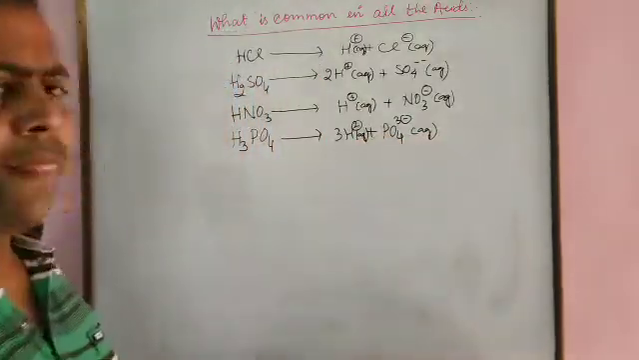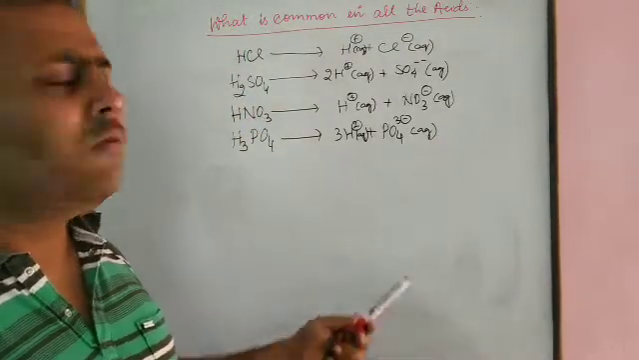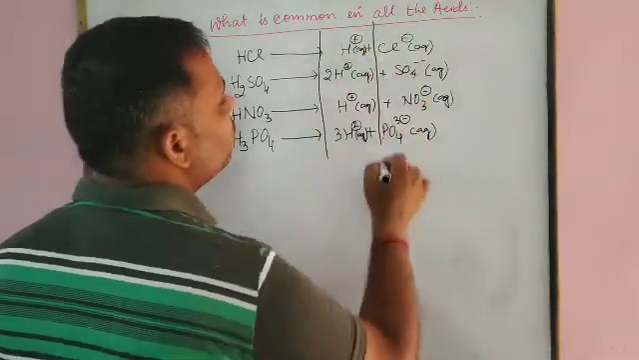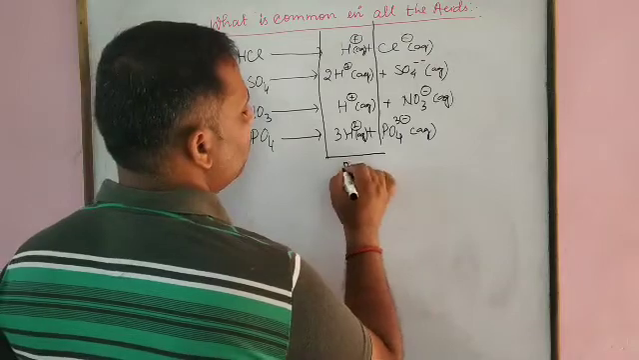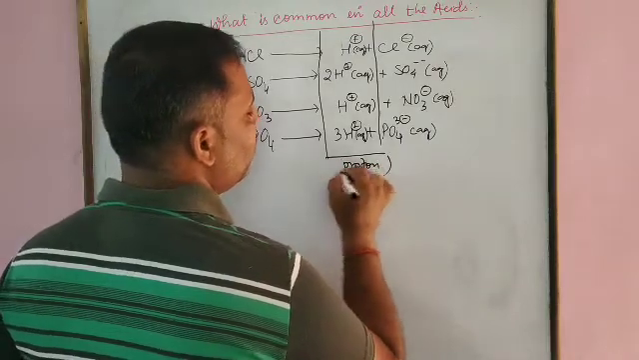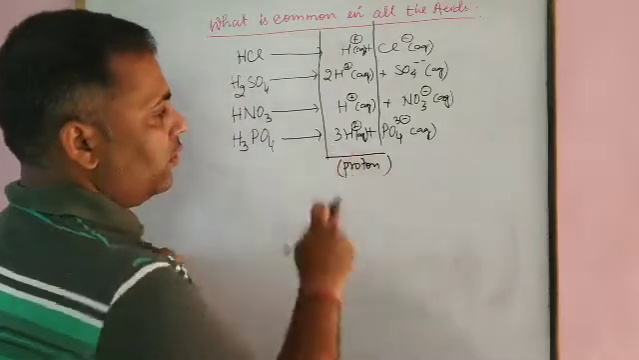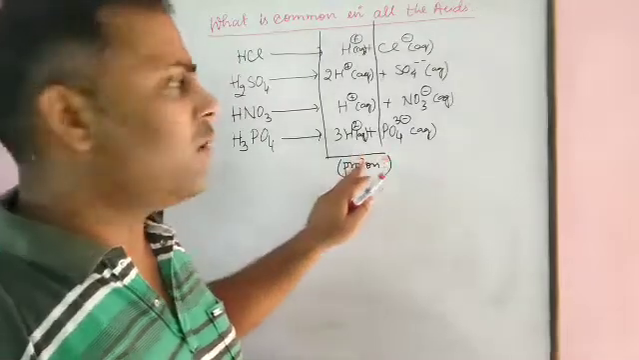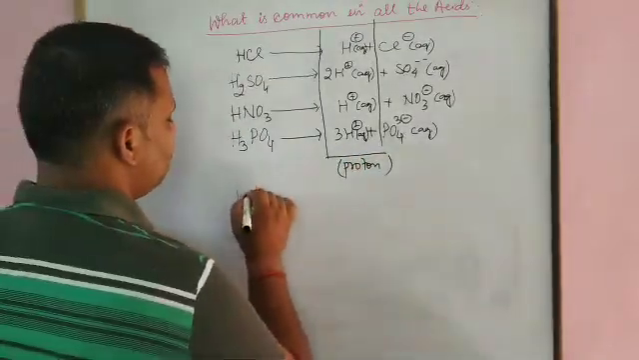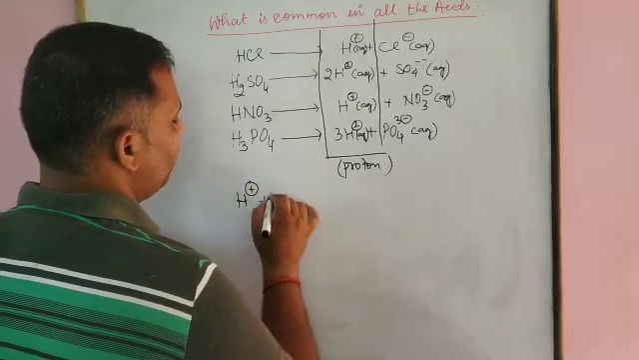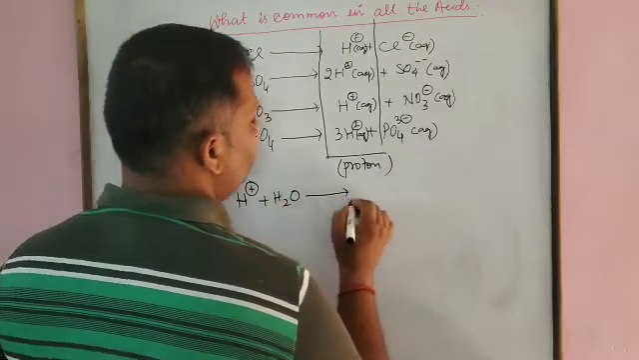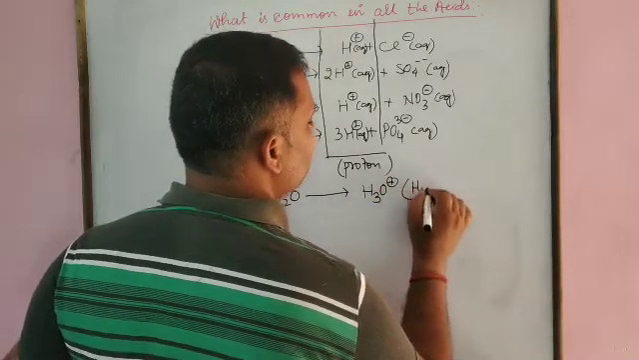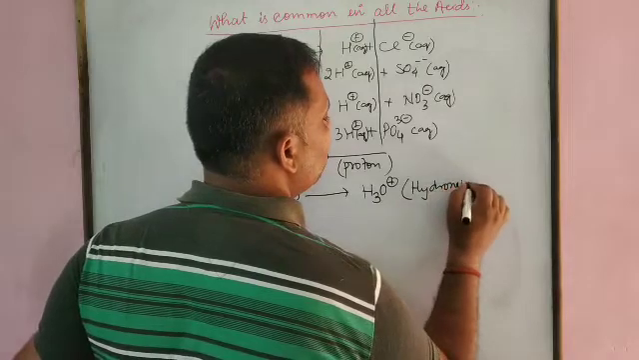What have we observed in all these acids? What do they do? They dissociate to give protons. This one is proton, not hydrogen. It means acids are those substances which dissociate to give protons. This proton, H plus, is aqueous. It means it will react with water to form H3O plus. This is termed the hydronium ion.